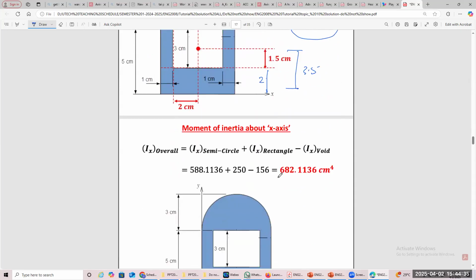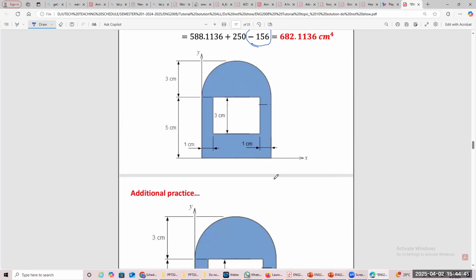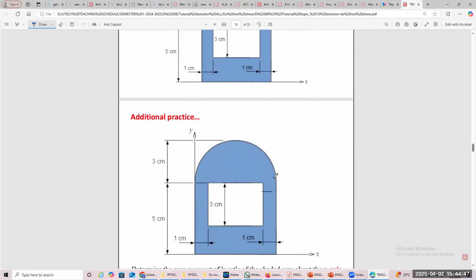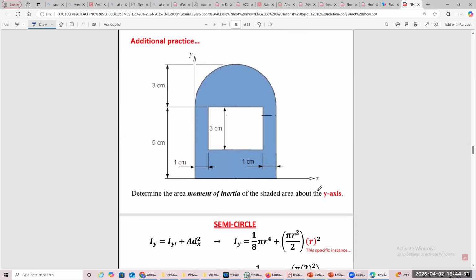So the total inertia is going to be: you add the rectangle, add the semicircle, and you minus the void. See there? Minus. And you get it, perfectly well and done. All right. Now, what about if they ask you to find about the y-axis? Let's look at it quickly.